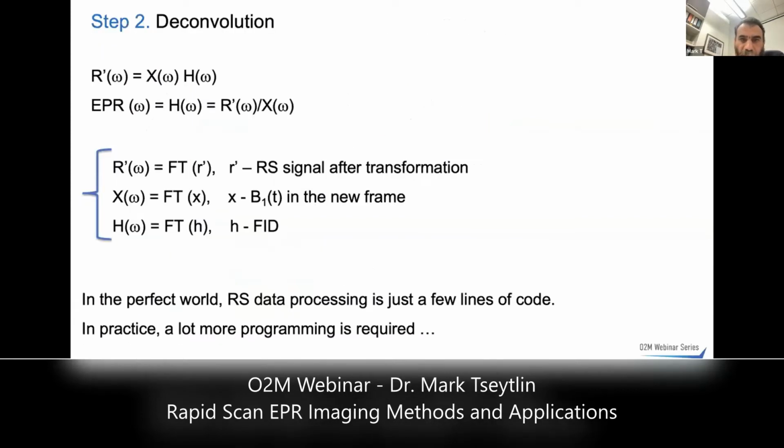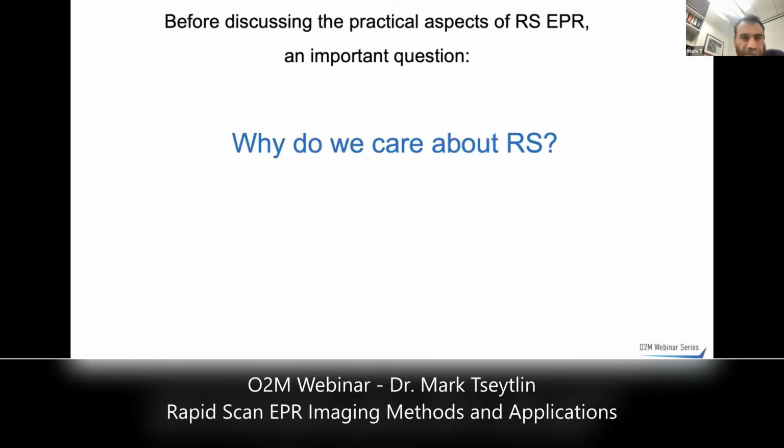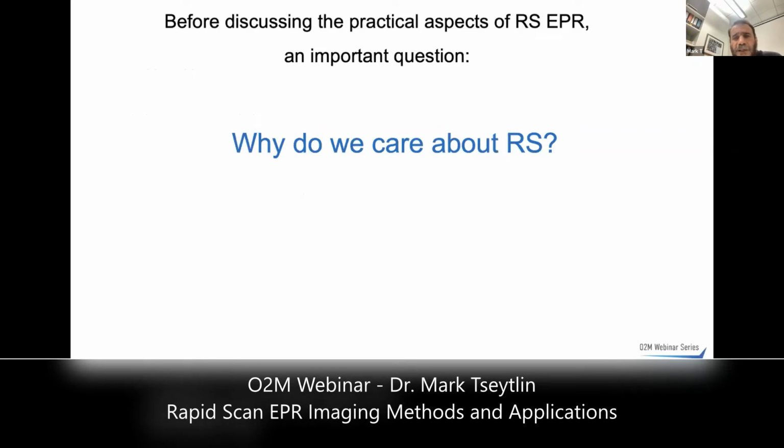Okay, and then as you do so, you just apply this deconvolution and get your spectrum. It seems that essentially it's like 2 lines of code, but in practice, there is a lot more programming because there are some problems, some details again. But before I go to details, I just want to tell you why we care. Why would we care about all this at all?